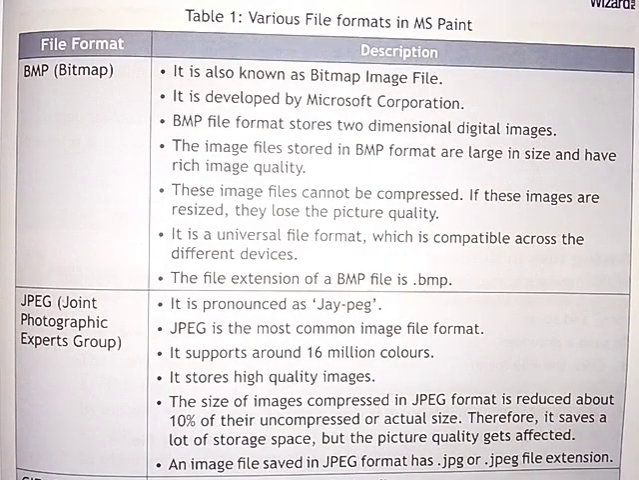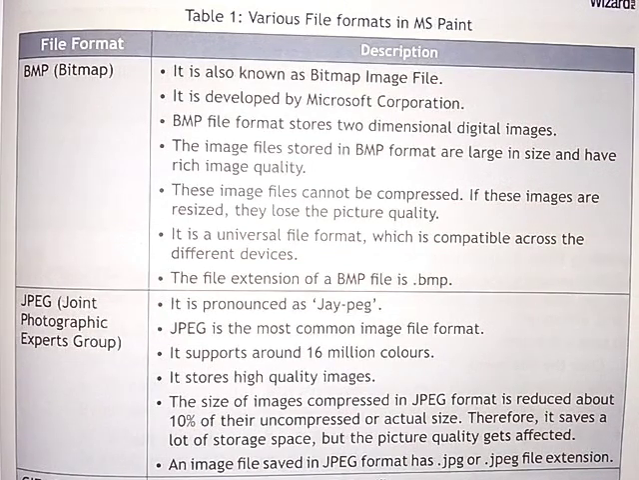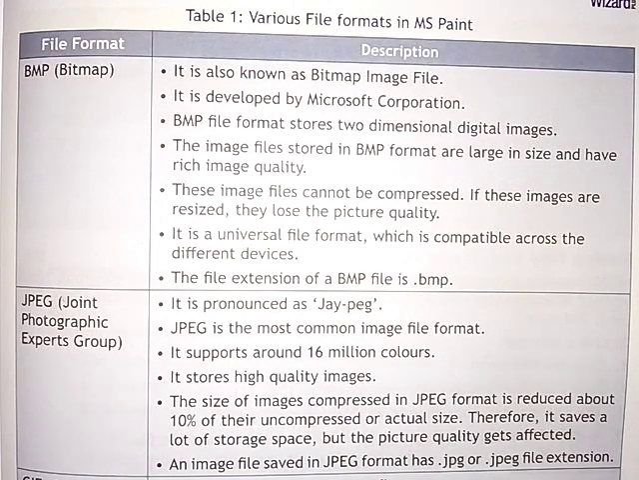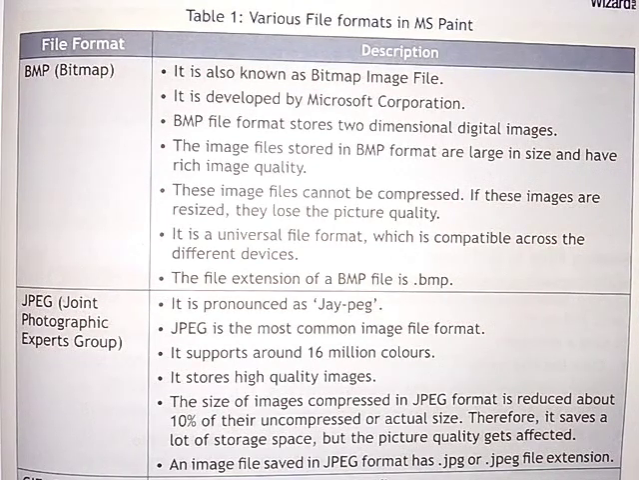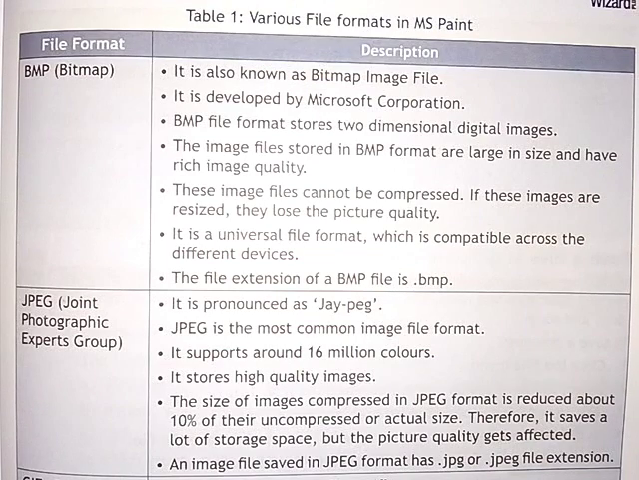BMP. It is also known as bitmap image file. It is developed by Microsoft Corporation. BMP file format stores two-dimensional digital images. The image files stored in BMP format are large in size and have rich image quality. These image files cannot be compressed. If these images are resized, they lose the picture quality. It is a universal file format which is compatible across the different devices. The file extension of a BMP file is .bmp.